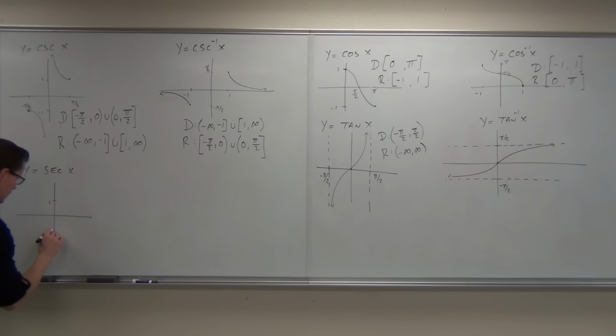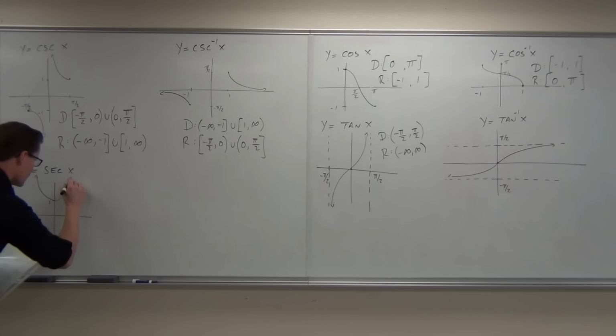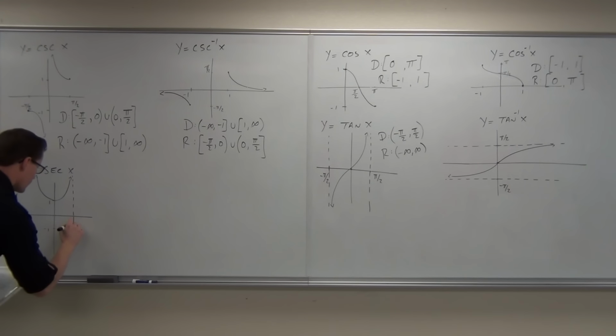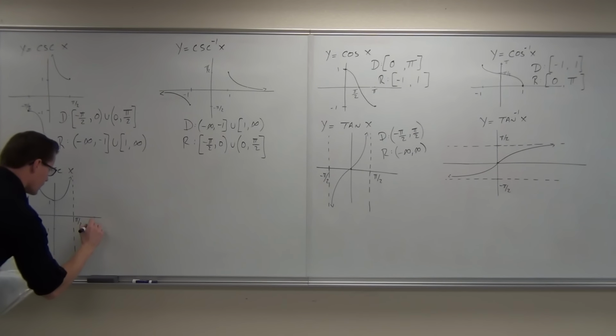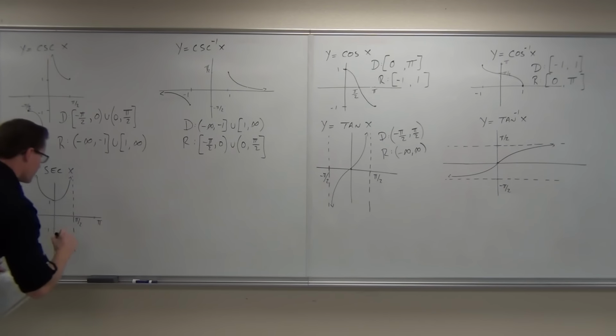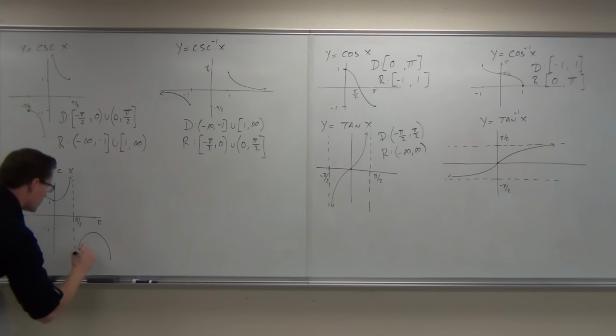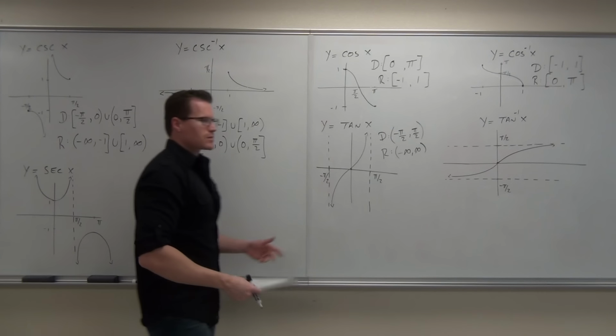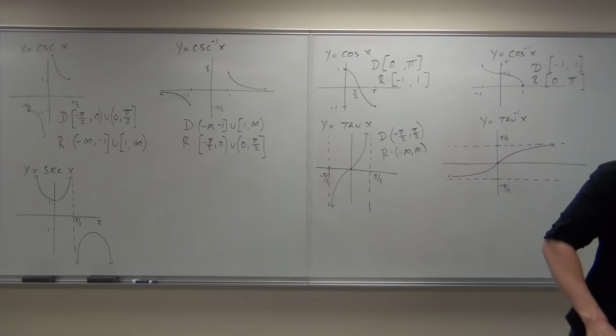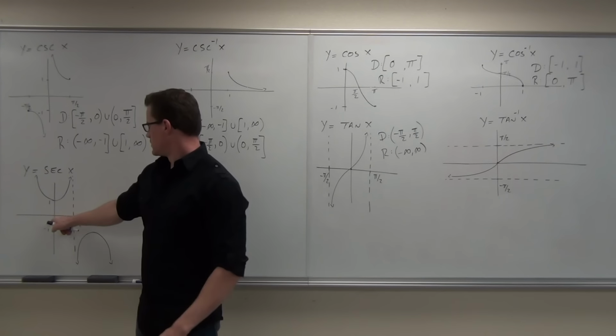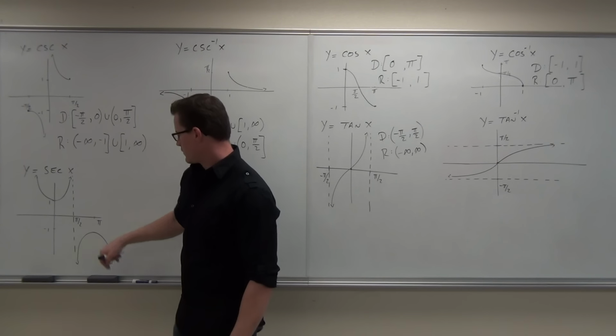So when we shift this over, what we actually get is at 1, negative 1, this looks like that. And this. That's how secant looks graphically. We see that at 0 we got 1, at pi we got negative 1.